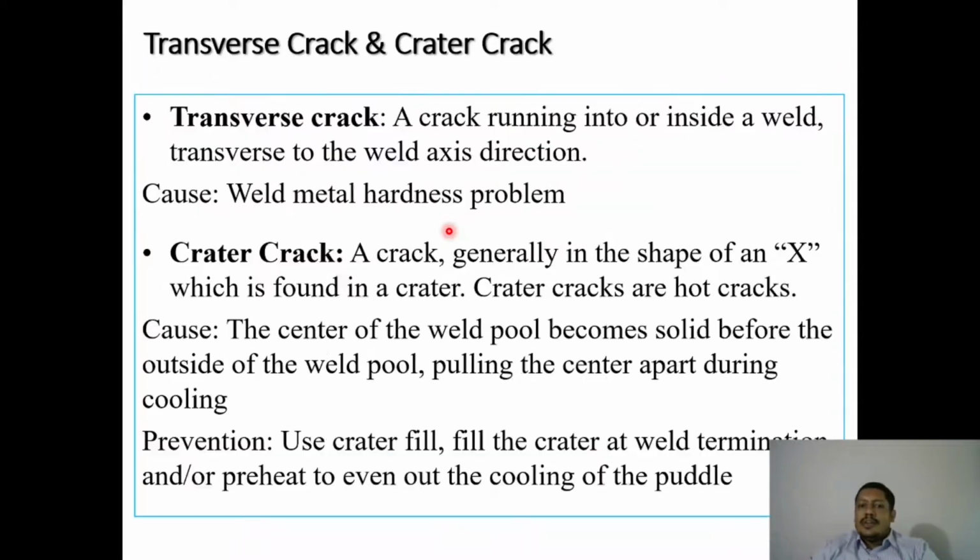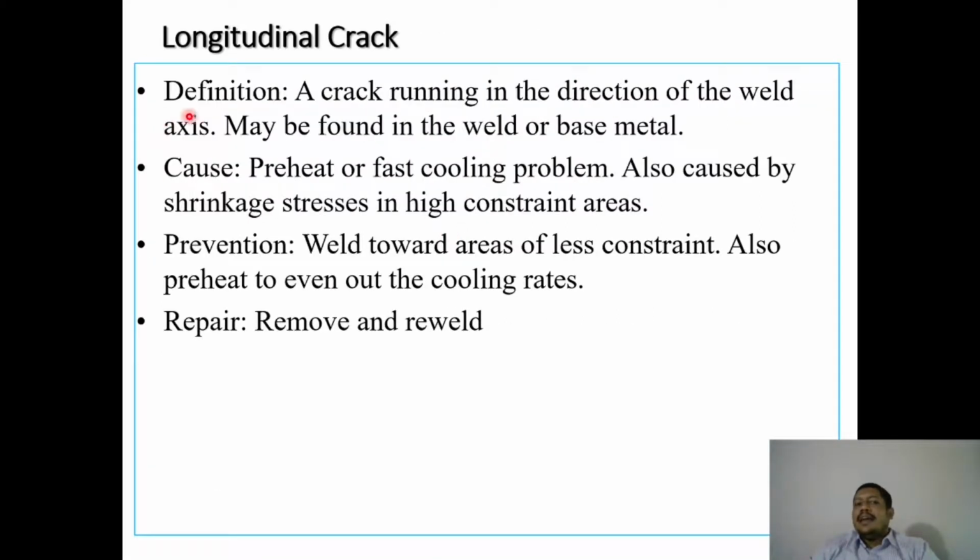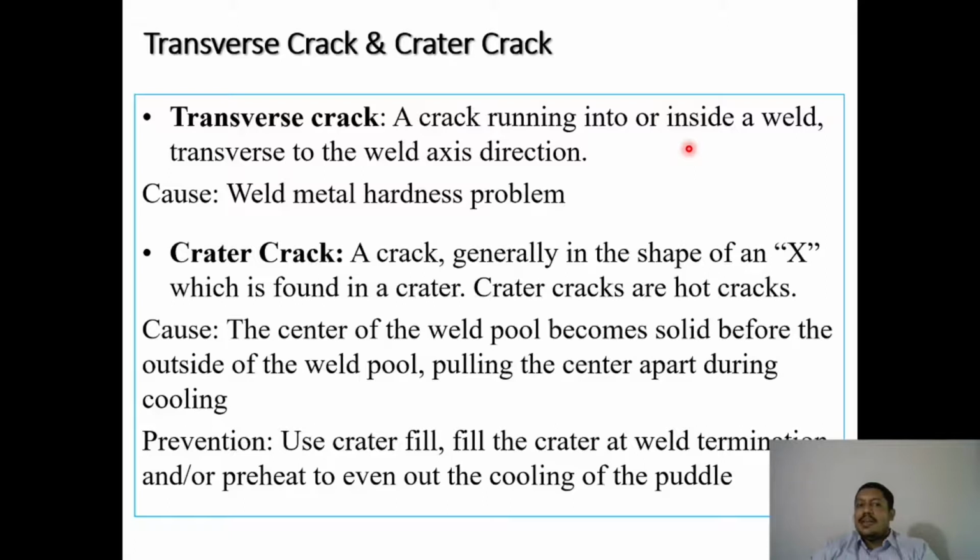So longitudinal cracks. You can see a crack running in the direction of the weld axis, which may be found in the weld or base metal. That is called a longitudinal crack. Causes are preheat or fast cooling problems, and also shrinkage stress in highly constrained areas. A crack running in the direction of the weld axis may be found in the weld or in the base metal. So everywhere the crack may be present, that is called the longitudinal crack.